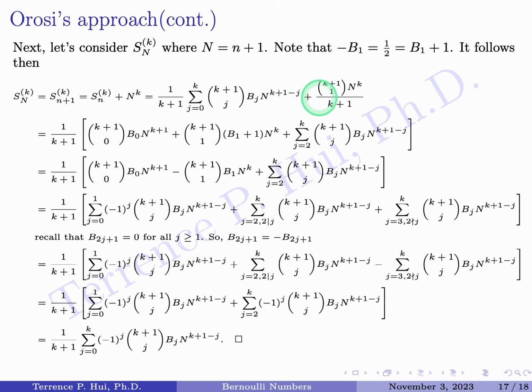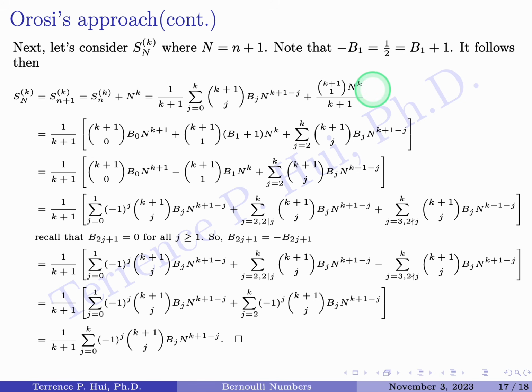But wait a minute, is that the same as capital N to the k here as well? Yeah, so I need to combine them. I can combine this j equal to 1 term with this term into one. That becomes B sub 1 plus 1, all times N to the k. So k+1 choose 1 times (B sub 1 plus 1) times N to the k, like this. And then the rest, starting j equal to 2 all the way to k, is the same.